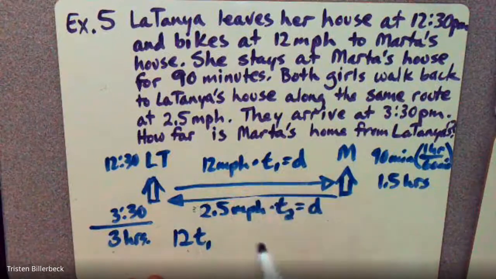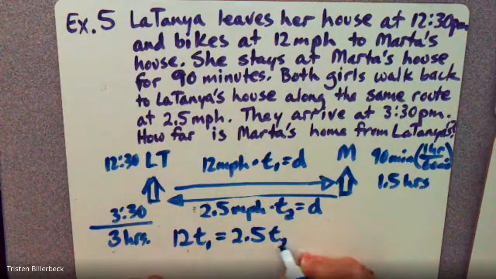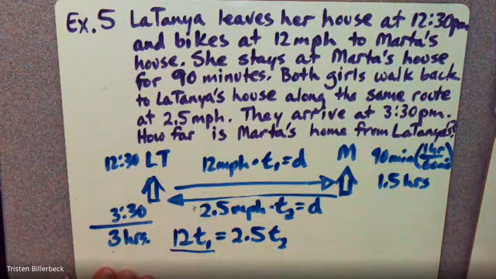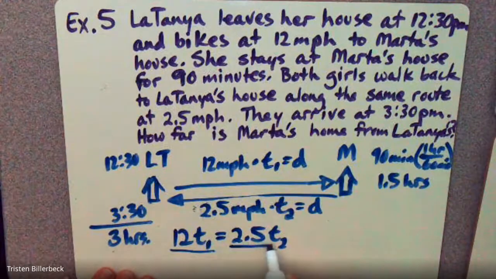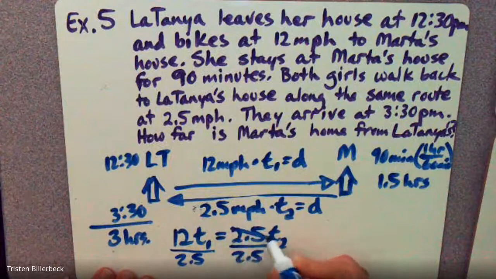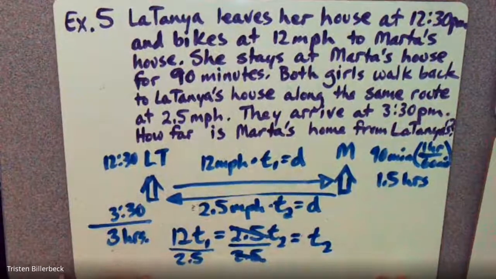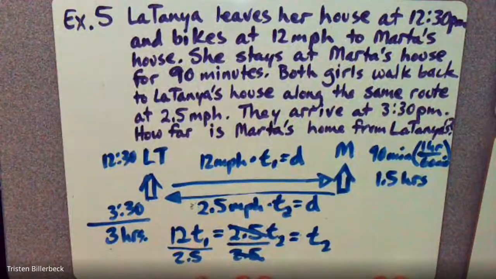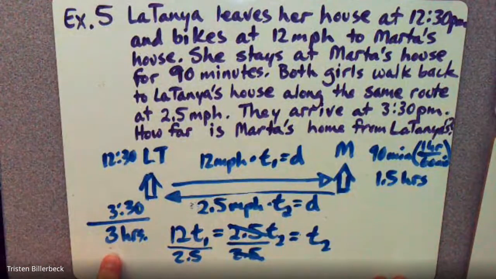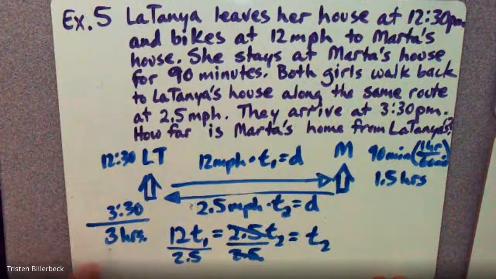So 12 times T1 equals 2.5 times T2. Now we can isolate this by dividing both sides by 2.5. And what that does is it gives us the equation in terms of T2. Okay, so if we have two variables, we need two equations. So we also know the total time that they traveled. So they went 1:30, 2:30, 3:30, so 3 hours.